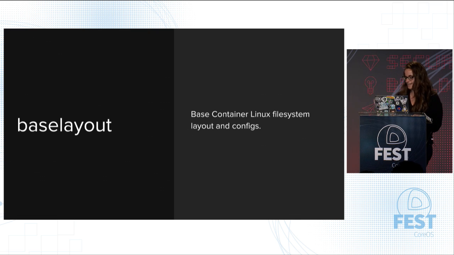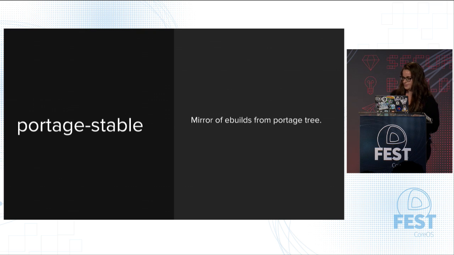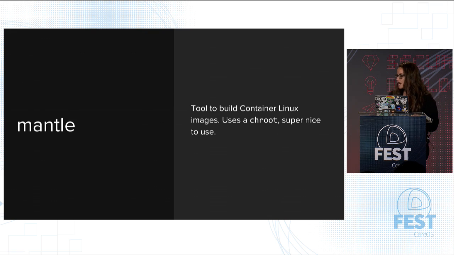So this is just the actual rootfs file system layout. And then portage stable, if you're familiar with Gentoo, almost everyone does this just so that they don't have to pull from portage all the time and they keep sane versions of things. And Mantle is cool because CoreOS doesn't really have something like this, or at least not something that I found, but this actually builds everything and ties it together for you.